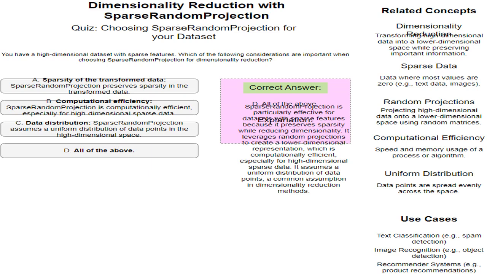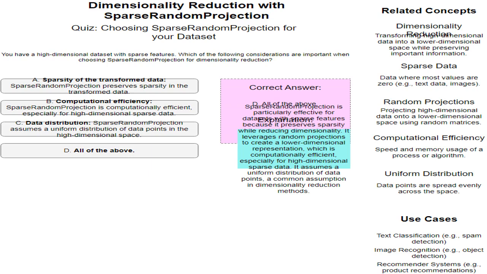Correct. All the provided statements are correct. Sparse random projection excels in preserving sparsity, computational efficiency, and relies on the assumption of uniform data distribution.